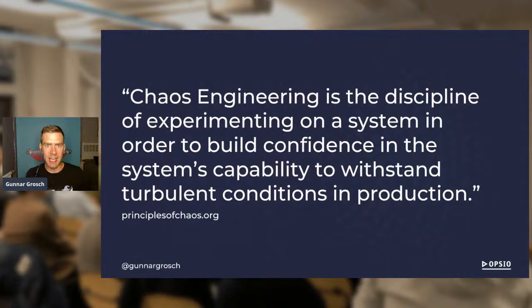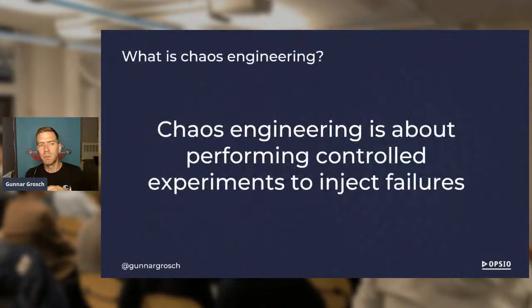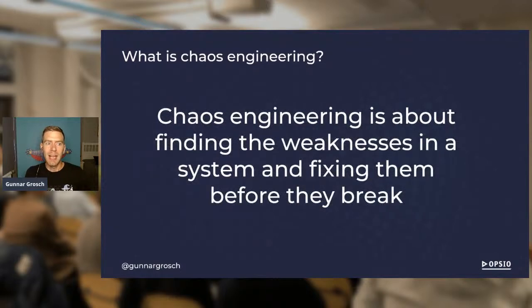And let's break that down a bit then. So chaos engineering is about performing controlled experiments to inject failures. And doing experiments makes it sound quite scientific. And to be honest, it is scientific. We create a control experiment and we measure the result. And some people compare it to a vaccine, which perhaps is a great comparison these days, in that we inject failure into a system to make it stronger. And chaos engineering is about finding the weaknesses in the system and fixing them before they break.